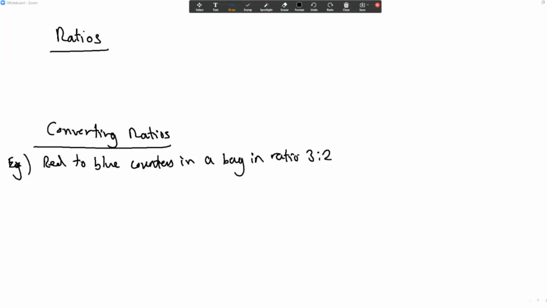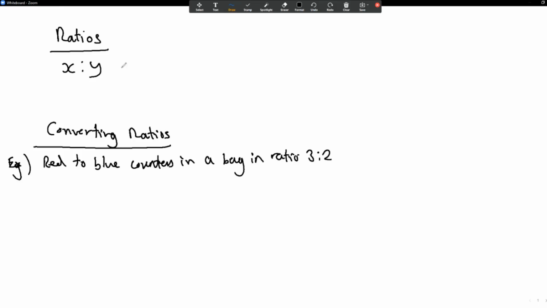So ratios are a way of expressing one thing compared to another. For example, we write it in the form x to y. We can also add more, x to y to z, but we'll talk about that later. So if x is 1, for example, and y is 2, then this ratio here, 1 to 2, tells us that y is 2 times bigger than x, and x is half as big as y.